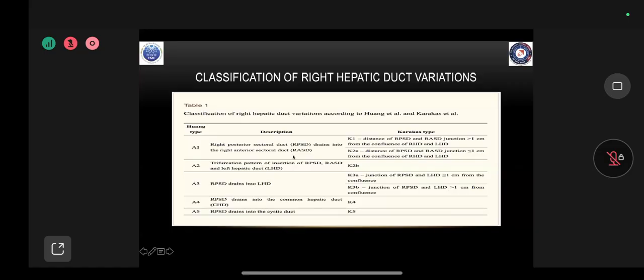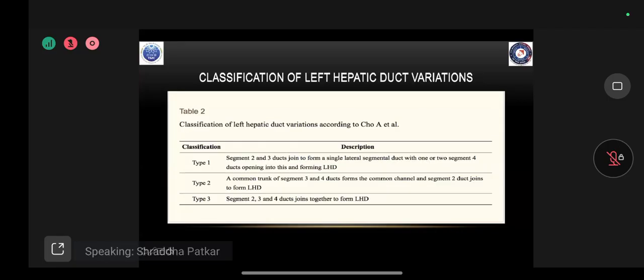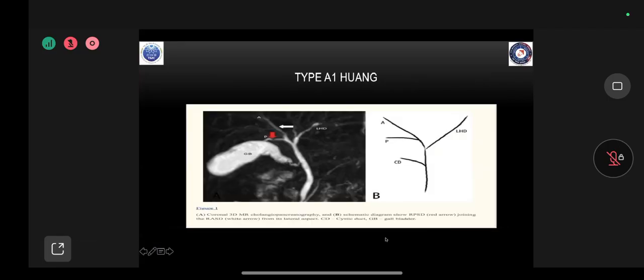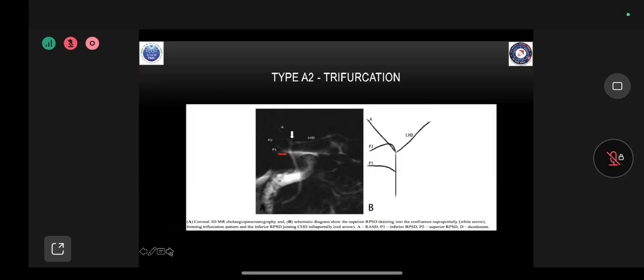So if you have a right, type 1 is a right posterior draining into the anterior sectoral and then forming the right duct. Type 2, I will just come to that, this is better shown here. You can see that the right posterior is joining the anterior over here, and this is forming the right duct, and this is the left hepatic duct. What is mentioned as CD over here is the cystic duct. These are cholangiogram images. So if you have an MRCP preoperatively, you can identify them very clearly.